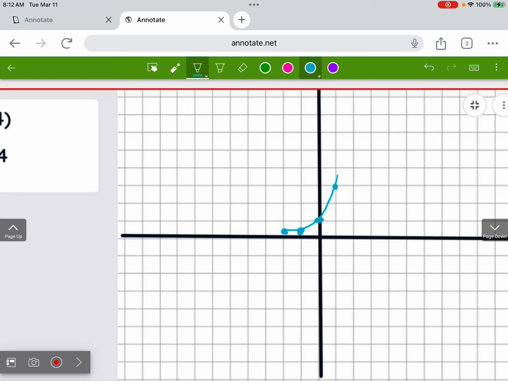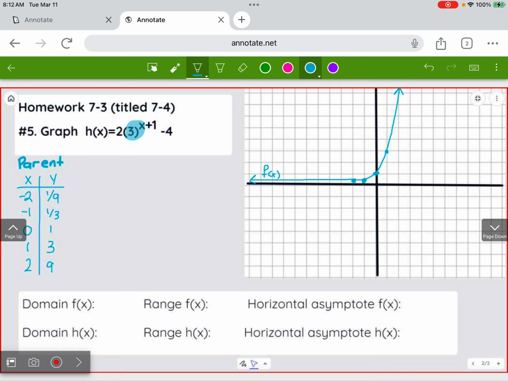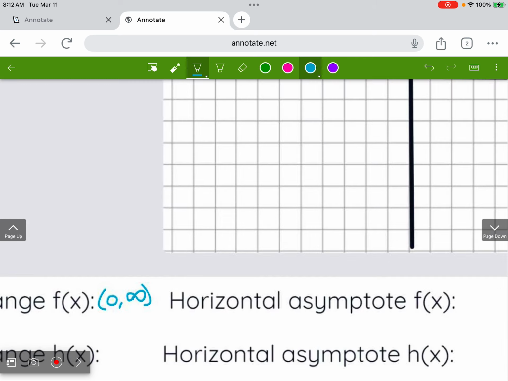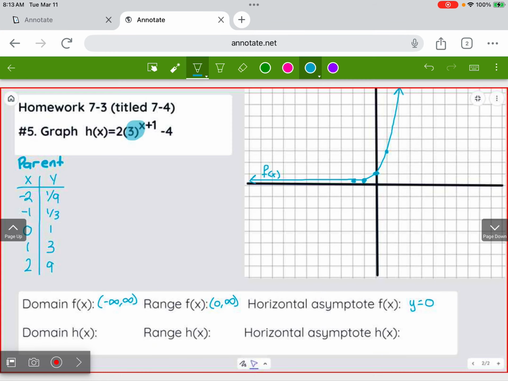So this is my parent function. It's that same guy we just did on the previous page. Looks like this. This is my f of x. So all those questions we answered in the bell work are the same ones we have done here: the domain, the range, and the asymptote. Our domain on this one is -infinity to +infinity. Our range goes from 0 to infinity. And our horizontal asymptote, that line that we cannot cross, is y equals 0.